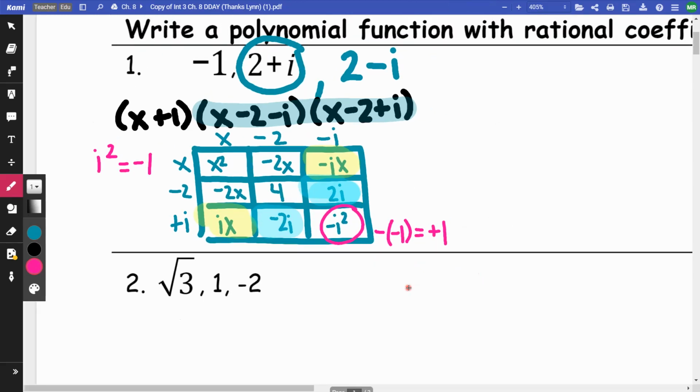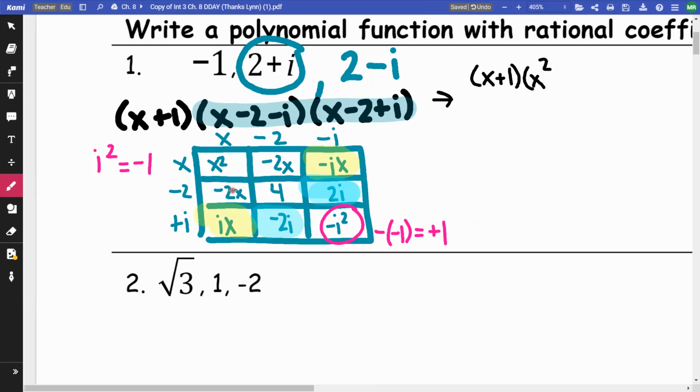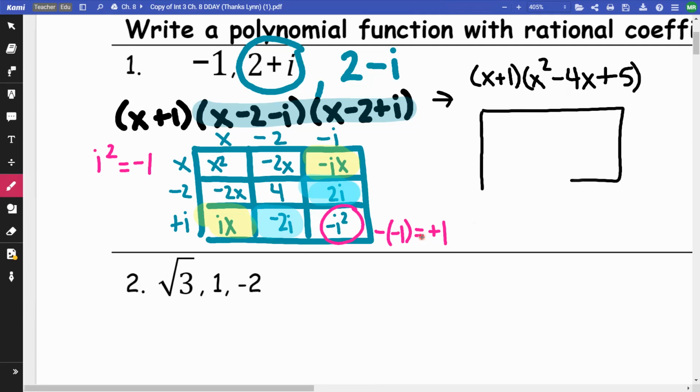So now when I combine that piece, I am going to end up having so far x plus 1. I still haven't done anything with that. And now x squared minus 4x because of this. And then the 4 and this +1 are going to make a 5. And now I'm going to multiply that out. So I have an x squared minus 4x plus 5 and an x plus 1.